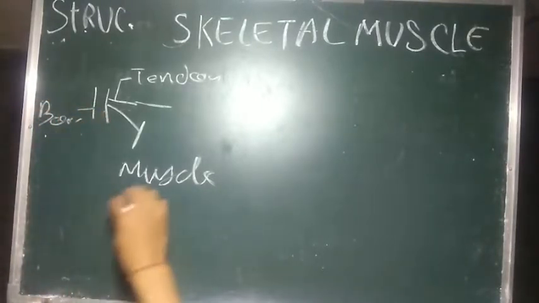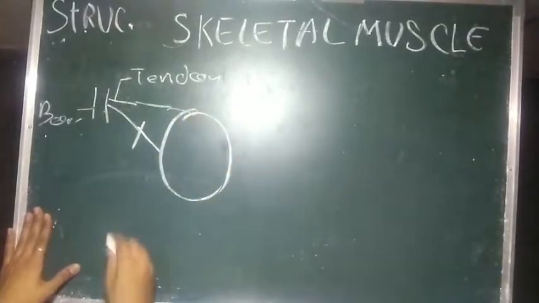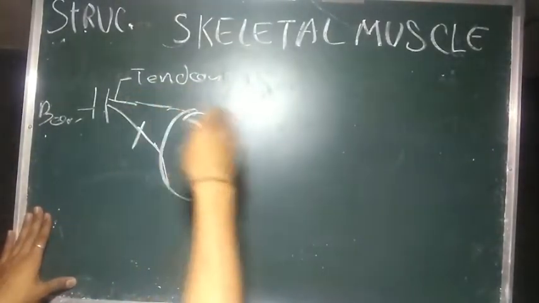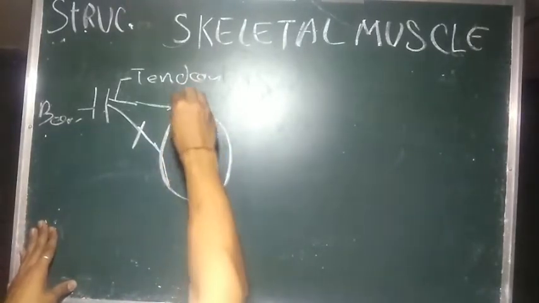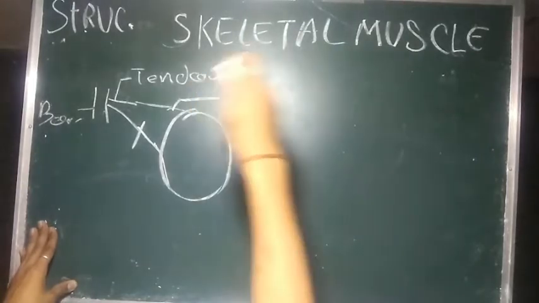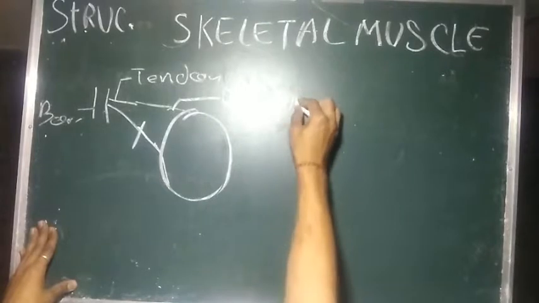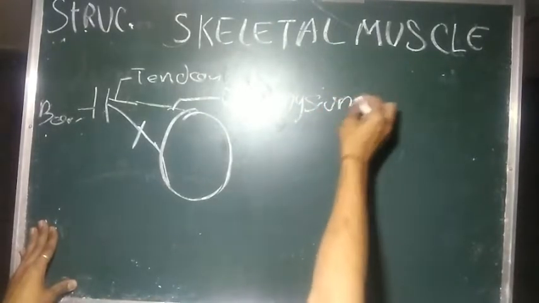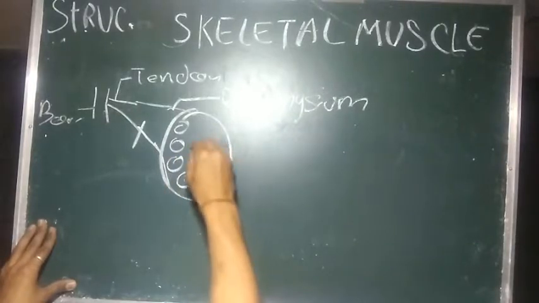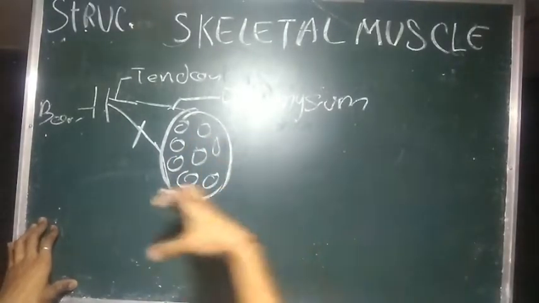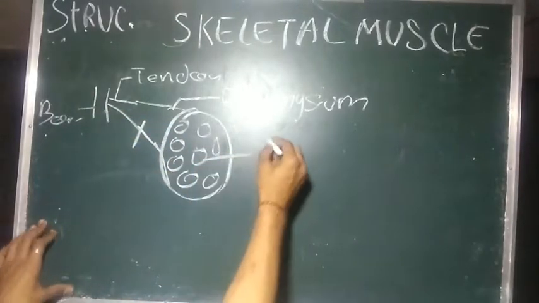So this muscle is circular, like when we cut through the muscle, it is circular. The outer layer, or the wall of the muscle, is known as epimysium. Muscle is further made up of many repeating units. These are also like long filaments running inside the muscle. These are known as fascicles.